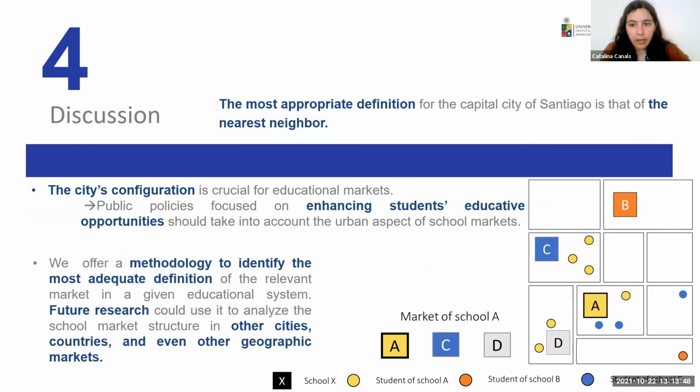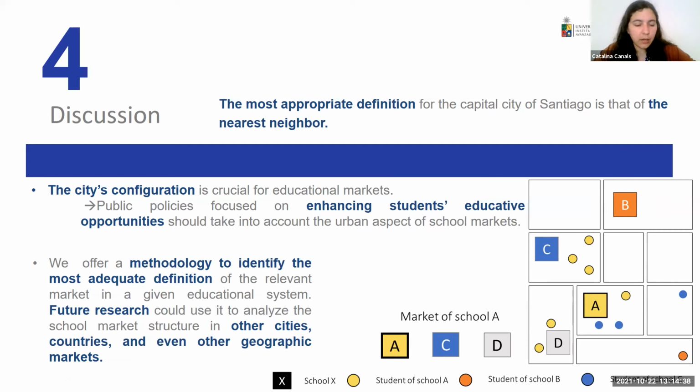And finally, we found that the most appropriate definition of market for the case of Santiago was the nearest neighbor, in which we assume that a school competes with the schools closest to its students. So this highlights the relevance of the city configuration in the market, because we could have assumed that a school competes with its closest school. That was the shipment approach, but this approach was better because it captured the real location of its students, which is affected, for example, by big roads or metro stations, by all the connectivity. So the city configuration is really important to consider in educational markets.